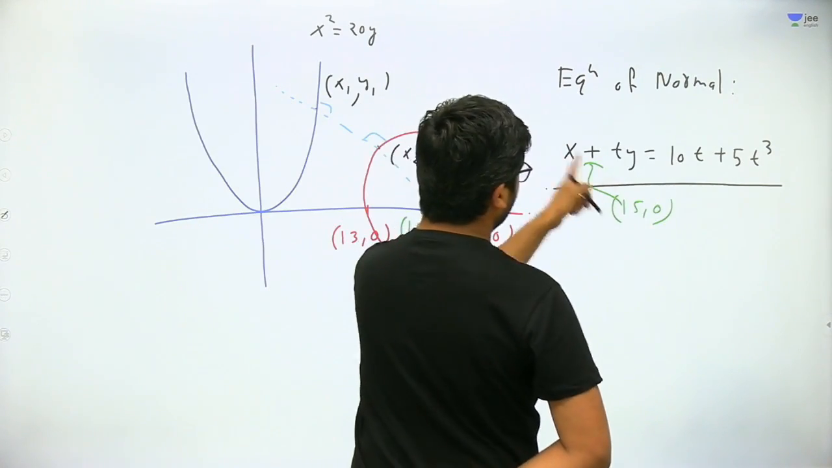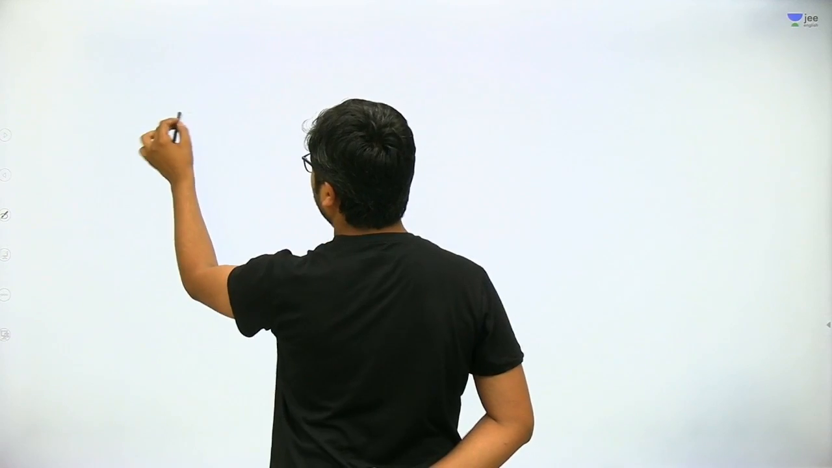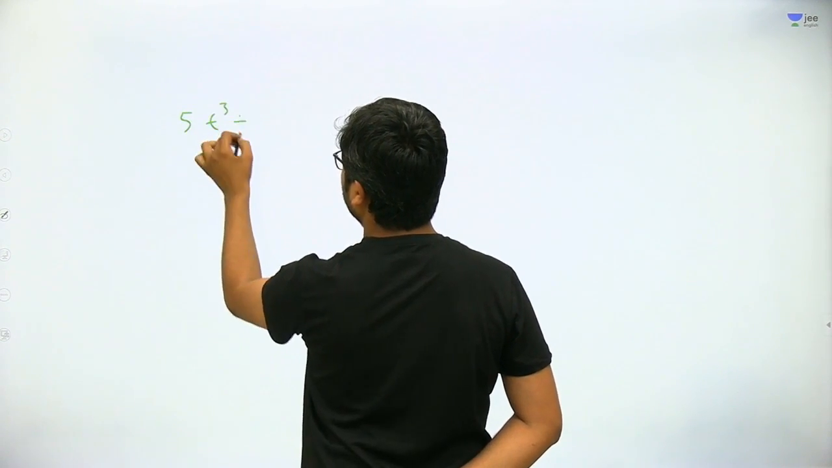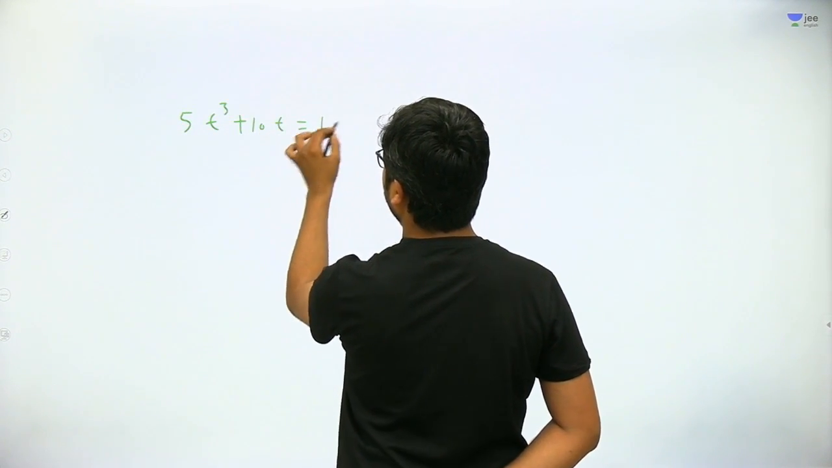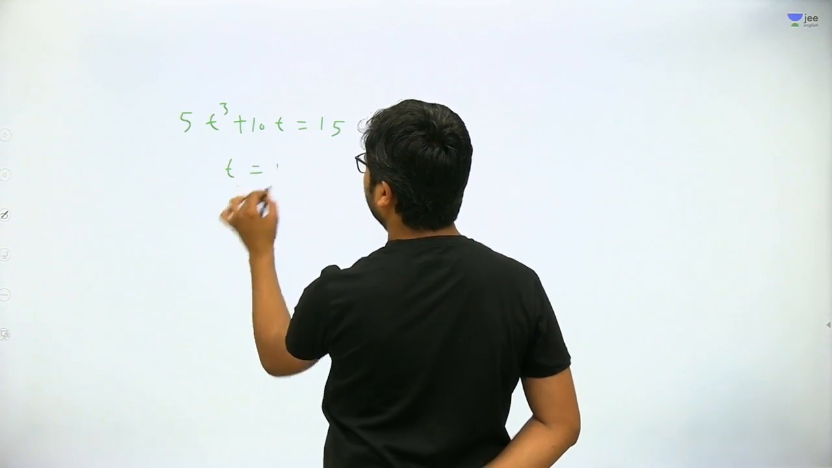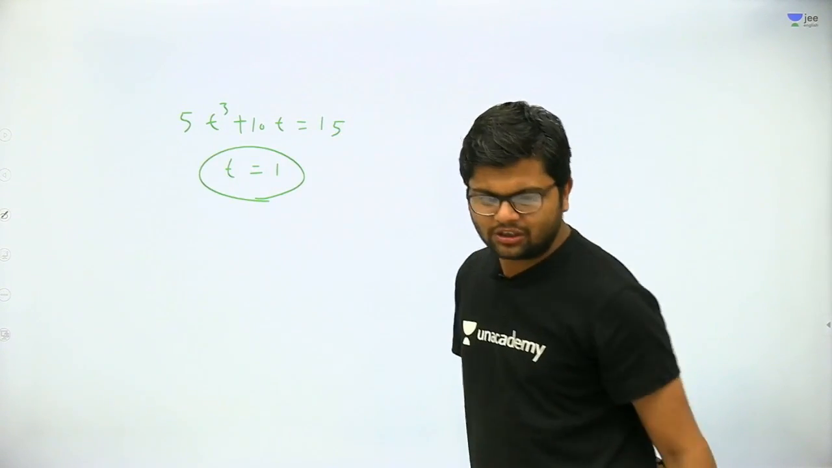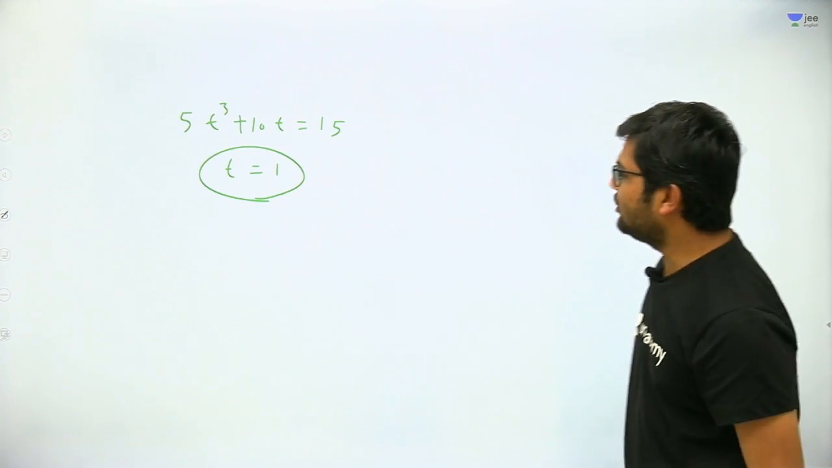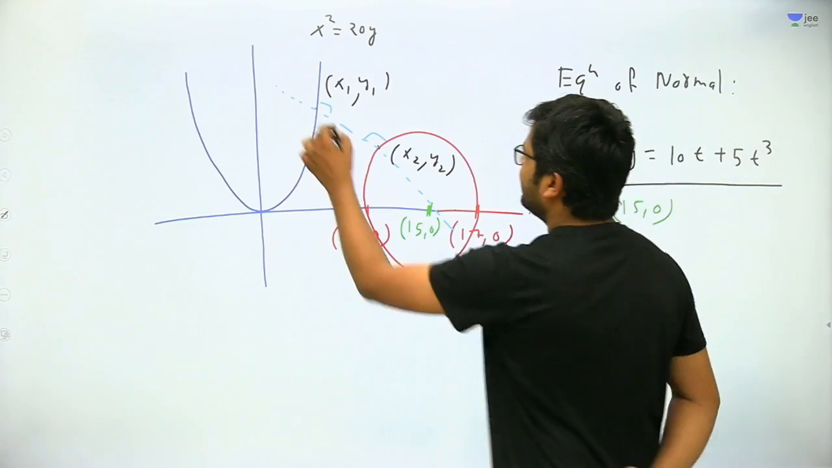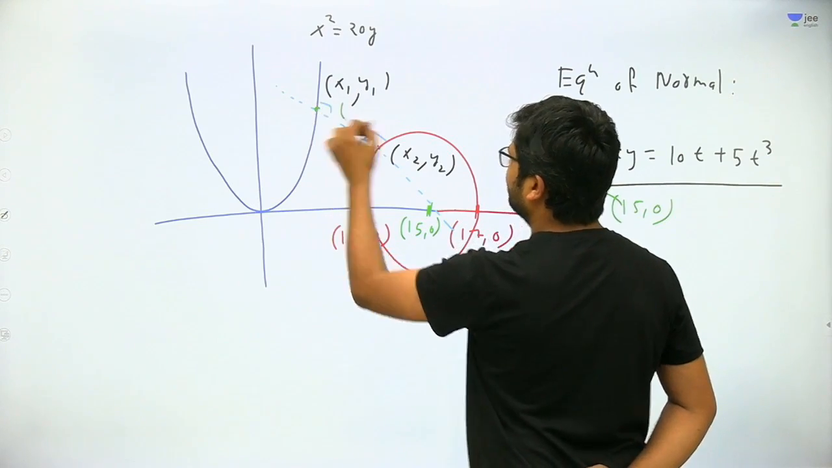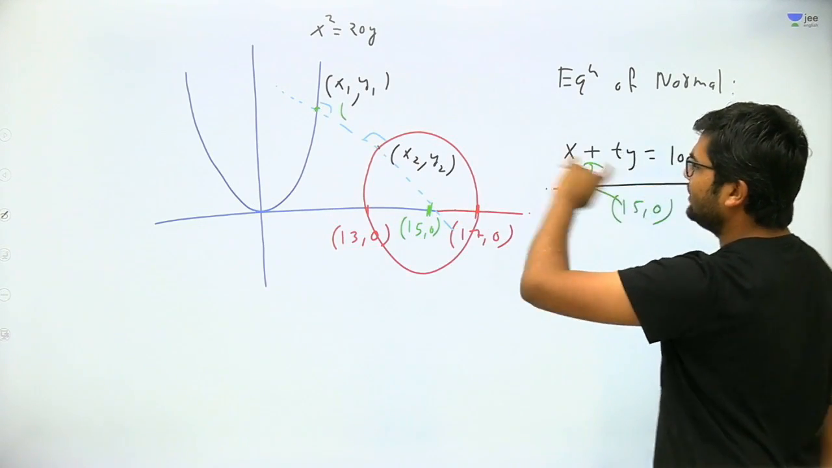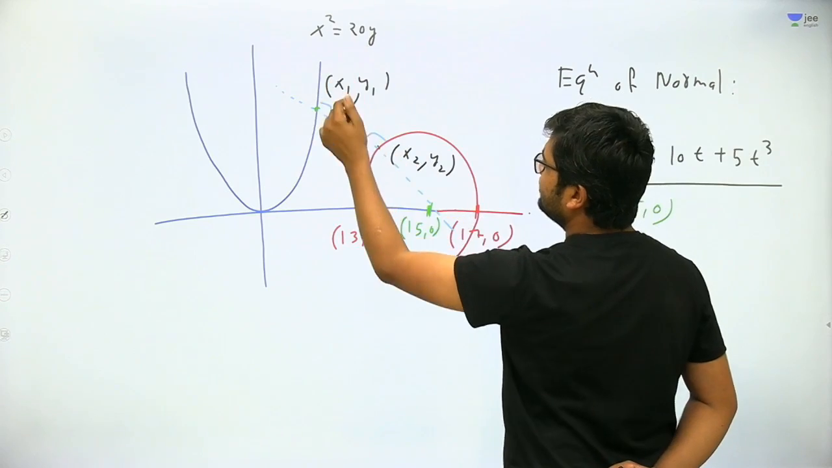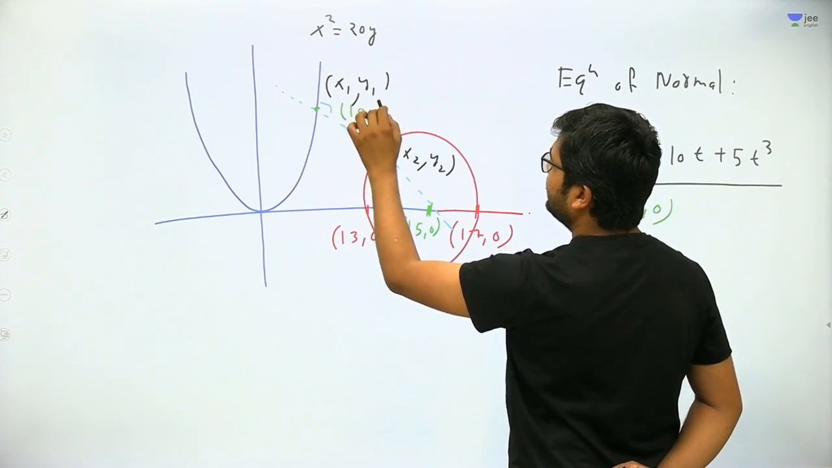Put x as 15 and y as 0. It will become 5t cube plus 10t equal to 15. From here you can easily say that t equal to 1. Very easy solution. So for t equal to 1, the point that will come out to be, in this case, reverse points will be there.